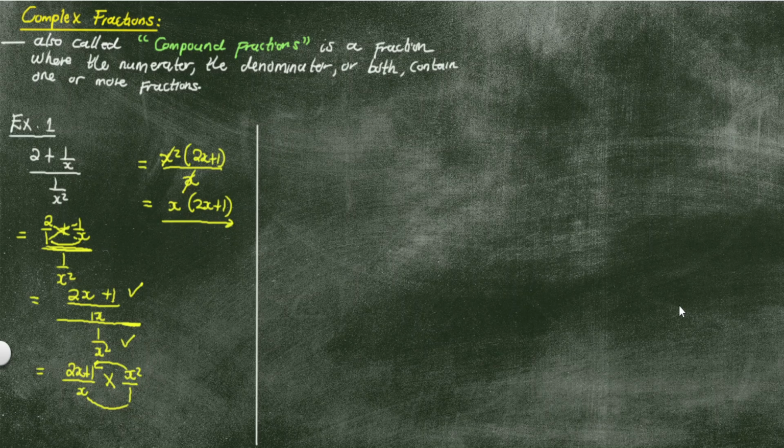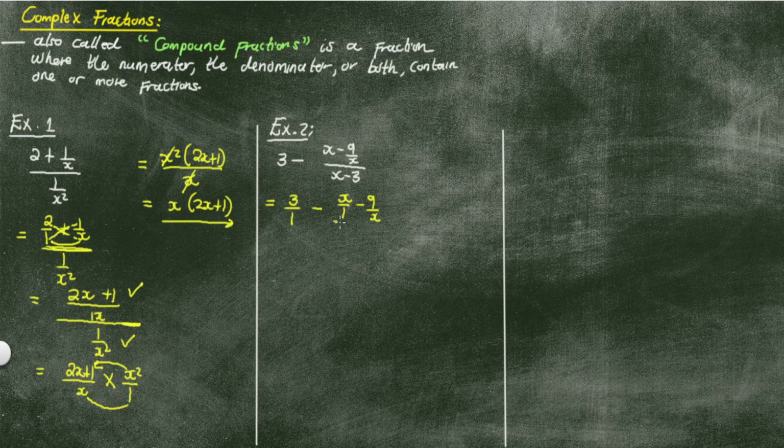Now, let's take a second example. Again, this is a fraction, and the numerator also contains a fraction, right? So this can be looked at as a complex fraction. So it's going to be a 3 over 1 here, minus x over 1 minus 9 over x. Then here it's going to be x minus 3 divided by a 3 over 1 minus.